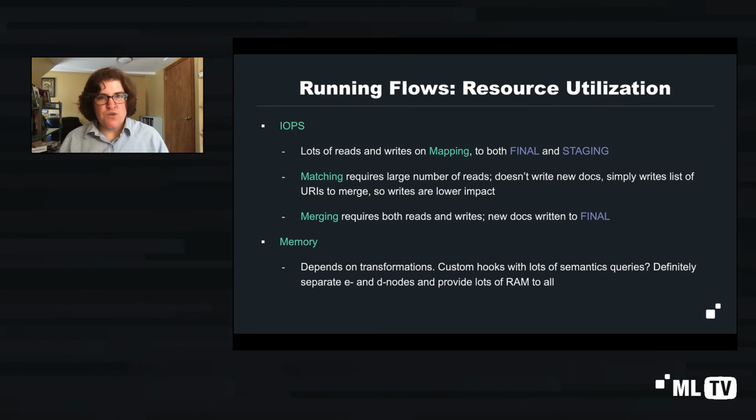Memory is an area. So IOPS, we know you'll have a significant number of IOPS going through this process. With memory, this is one of those fuzzy, it depends on transformations in particular. So are you doing custom hooks with a large number of semantics queries as part of one of these steps? Maybe even your mapping step, could be matching step. Definitely you want to consider separate E&D nodes and provide lots of RAM to all of your nodes, but particularly your E nodes, the nodes where you're doing that query evaluation.